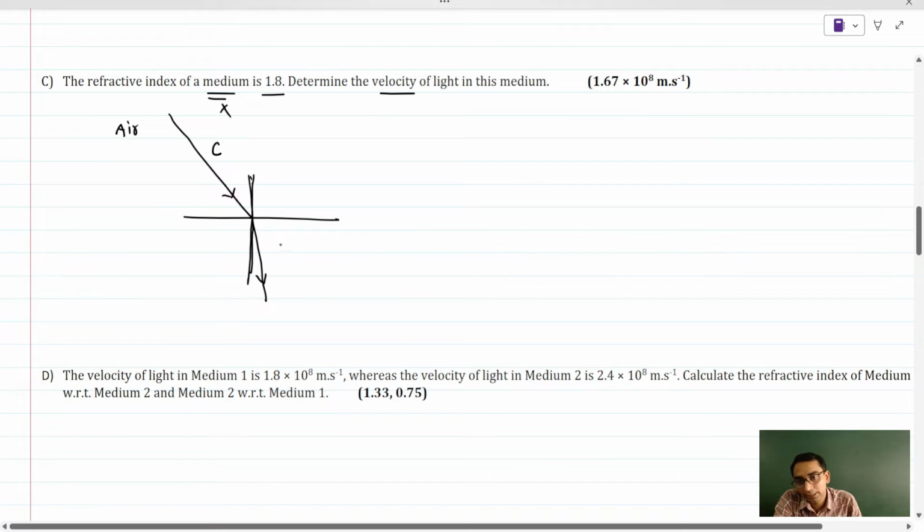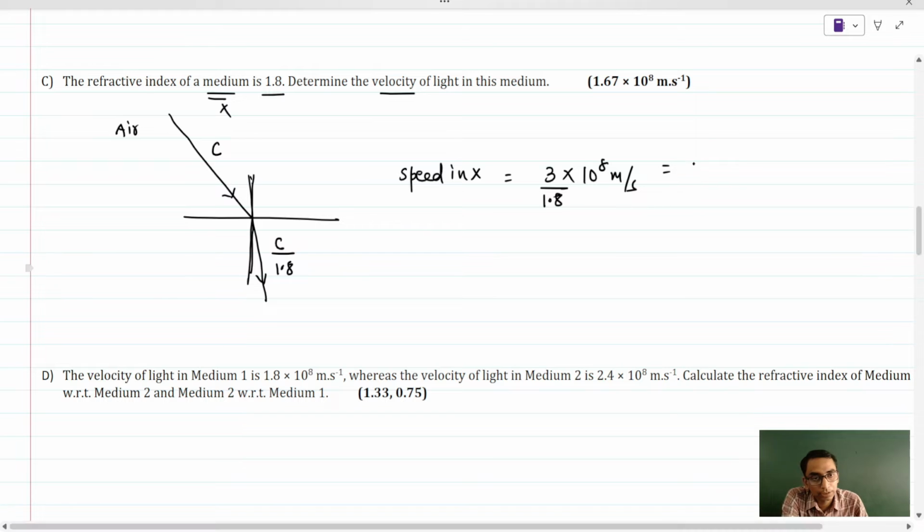Air is the rarest medium, air or vacuum you can consider in these problems, right? So it is definitely bending towards normal. Here the speed of light is c, here the speed of light is c divided by 1.8. So I must be saying that the speed in X is 1.8 times less than the speed in the air. So I would say 3 into 10 raised to 8 meter per second divided by 1.8, and this answer is somewhere around 1.67 into 10 raised to 8 meter per second.